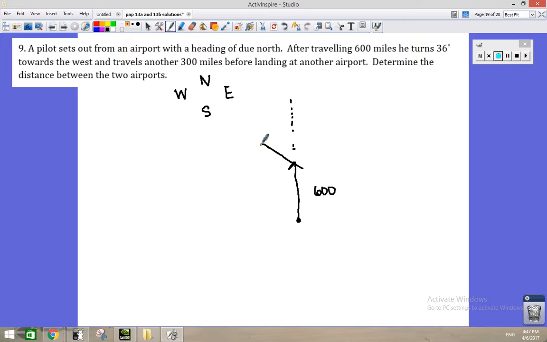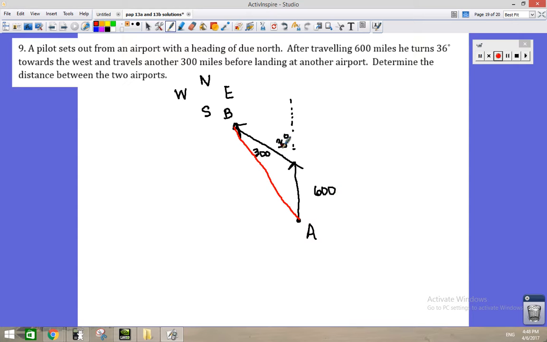If you turn 36 degrees towards the west, that's telling us that this angle is 36. All right. You fly some distance and it says 300 miles, and you end up at the other airport. So I can call this initial airport A and this other airport B. And what they want me to do is to find that distance between A and B. They want me to find this. So I have my triangle here.